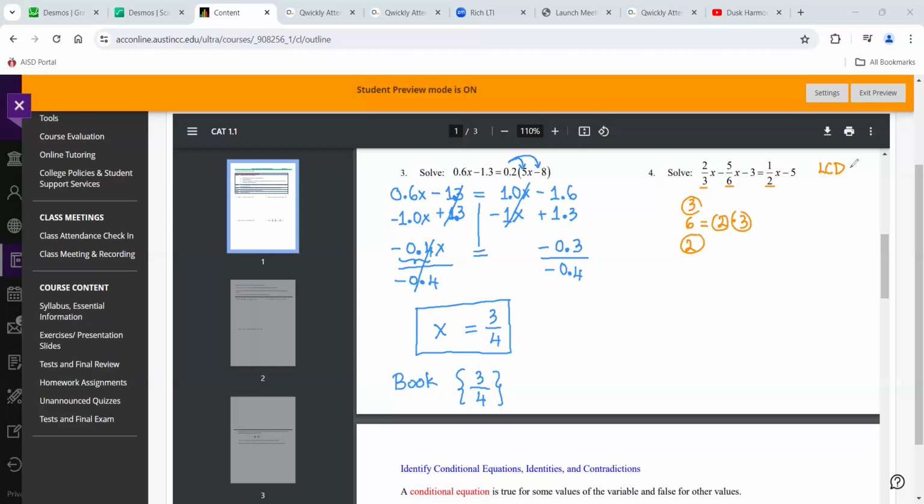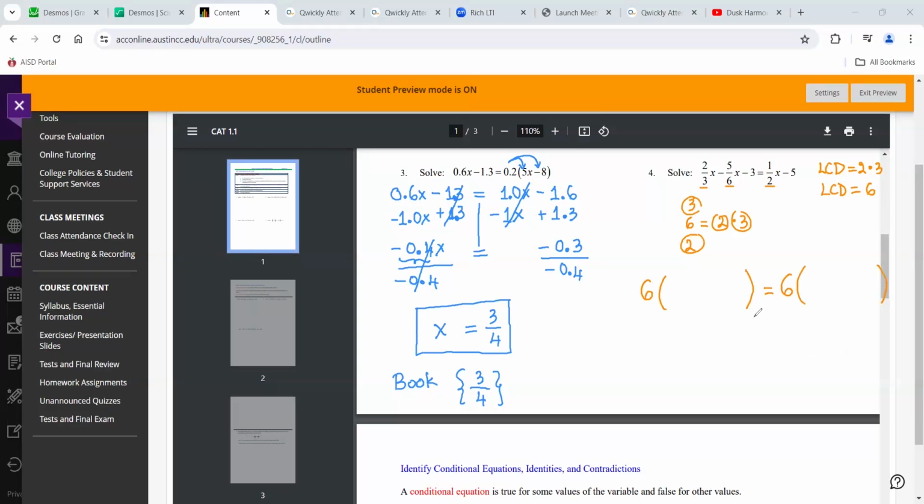So therefore our LCD, least common denominator, is the product of common factors. So in this case, we conclude that our least common denominator is 6. And then you will ask me, how can that help? Now since we know the LCD, the next step is that we are going to multiply the LCD to both sides. And then you will see it helps right away.